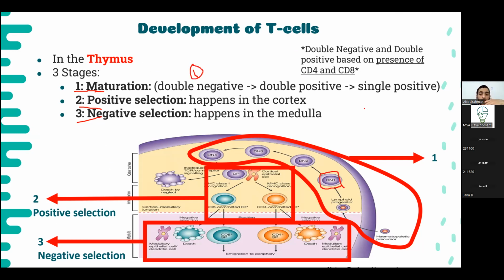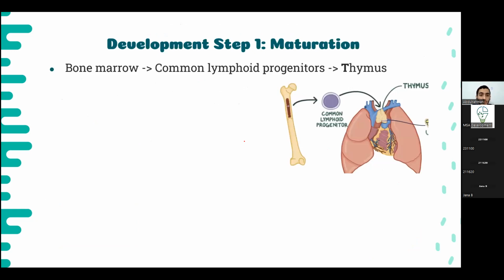How do we say if it's double negative, double positive or single positive? It all depends on CD4 or CD8. It starts as a double negative, then becomes a double positive, and then a single positive. Single positive means it has either CD4 or CD8. A double positive means it has CD4 and CD8, so it is doubled on them both. Then we go through positive selection. It's important to note that positive selection happens in the cortex, and negative selection happens in the medulla. Let's discuss them now in more detail.